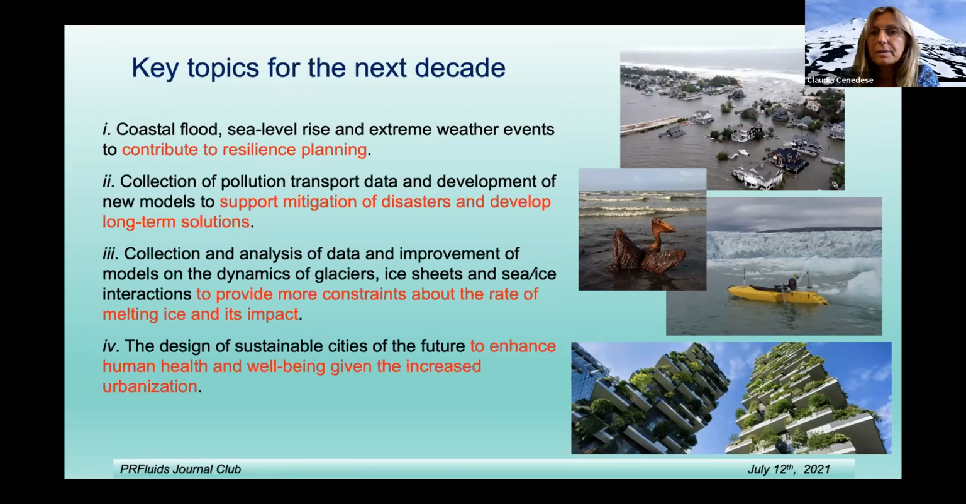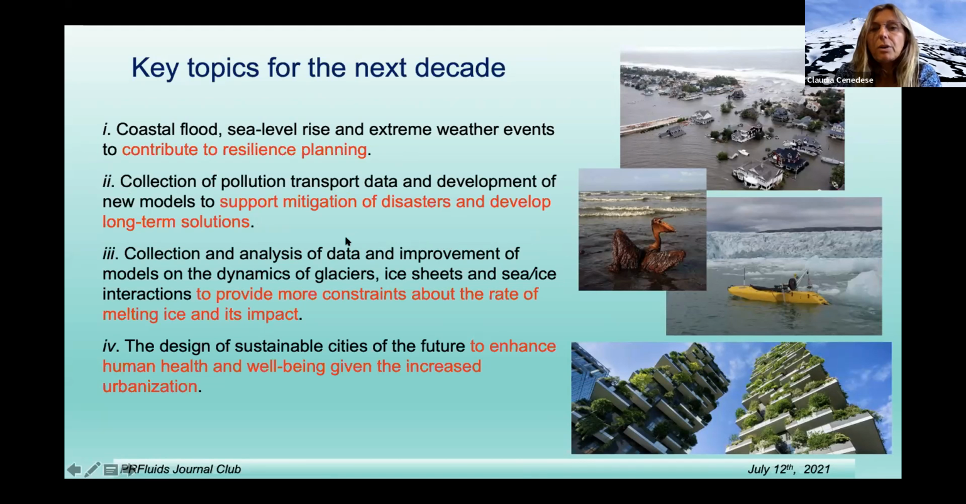And here is a picture of what Hurricane Sandy did a few years ago, and I'm sure, well, I hope not, but something like that might happen as well this year. So coastal resilience is a very important problem. Second is collection of data on pollution transport, in order to also improve and develop new models to support mitigation of disasters, like, for example, the Deepwater Horizon spill, and develop long-term solutions.